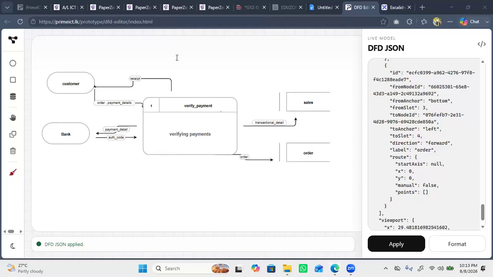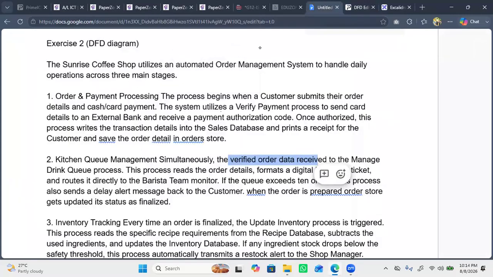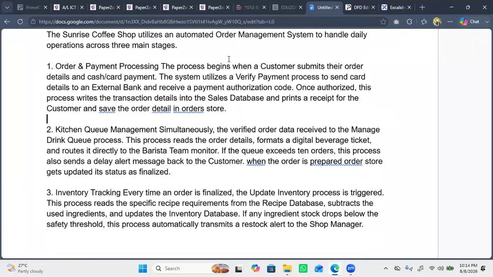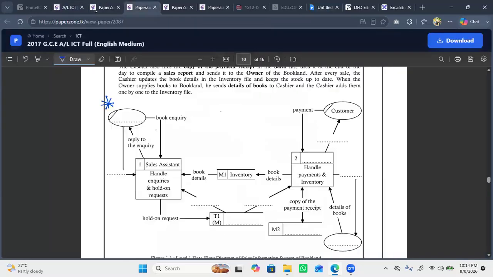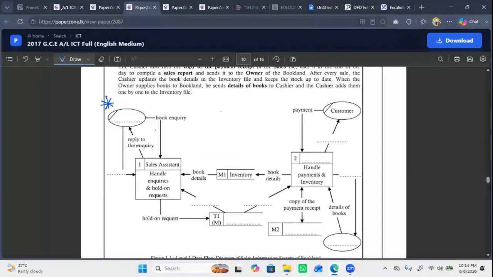So for the students who are okay, the homework is this. First of all, this question: take a screenshot of this question, the Sunrise Coffee Shop. Complete this diagram. Hope you got the screenshot. Then we have to do the 2017 past paper.